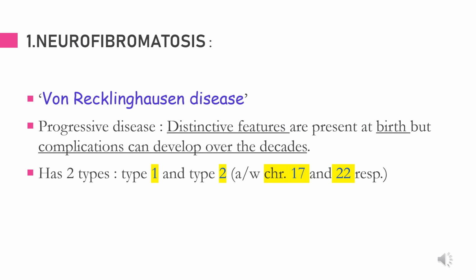First is neurofibromatosis. It is also known as von Recklinghausen disease. It is a progressive disorder. It has distinctive features which are present at birth, but complications develop over the decades. It has two types, type 1 and type 2. The first is associated with chromosome number 17 and the second type is associated with chromosome number 22.